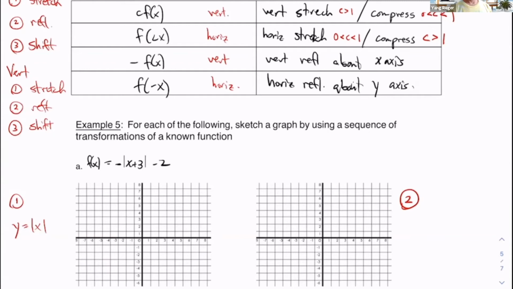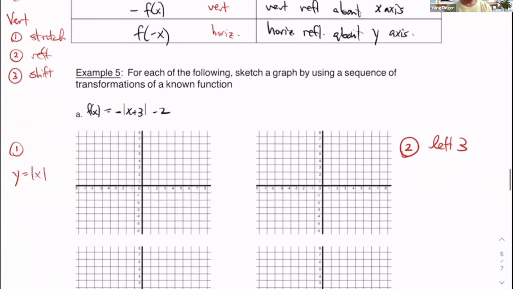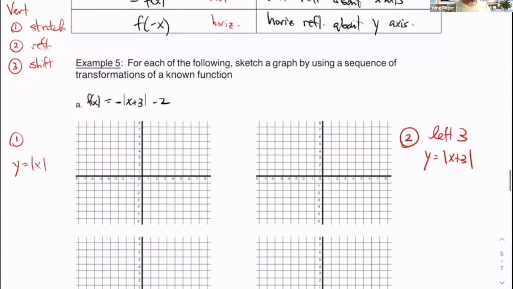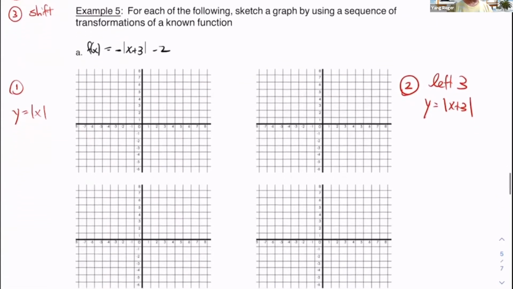Alice says left 3. And I agree. Remember, things work opposite, right? So if you add 3, you're actually going to go to the left. So this is going to be left by 3, and this is going to look like y equals absolute value of x plus 3. Okay. Then what am I going to do third?